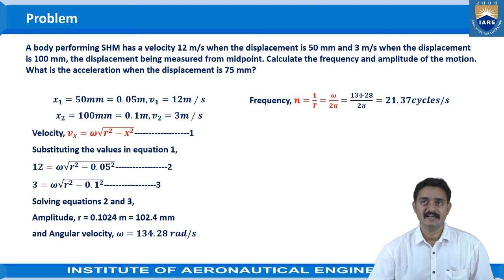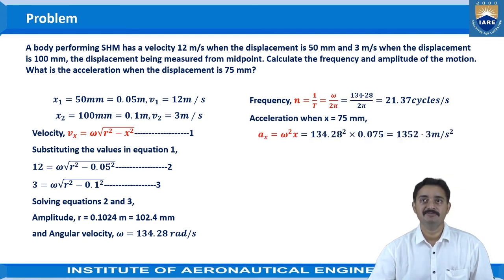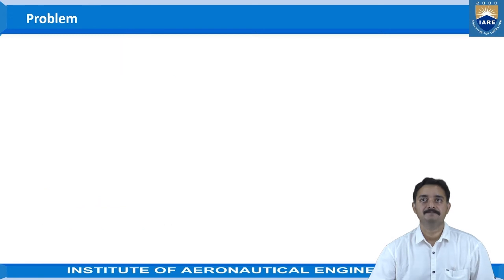Calculating for frequency, n is equal to 1 by T, that is equal to omega by 2 pi, that is equal to 134.28 by 2 pi, which gives the value as 21.37 cycles per second. Now coming to acceleration, when x is equal to 75 millimeters, we have the formula a_x is equal to omega square x, that is equal to 134.28 square into 0.075, that is equal to 1352.3 meters per second square. Now let us go to the next problem.